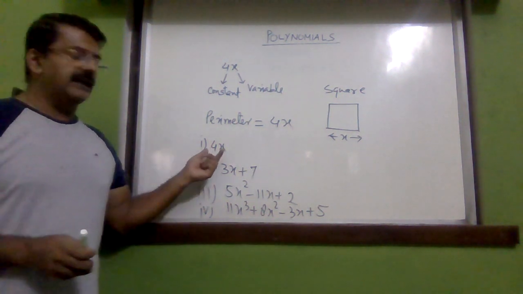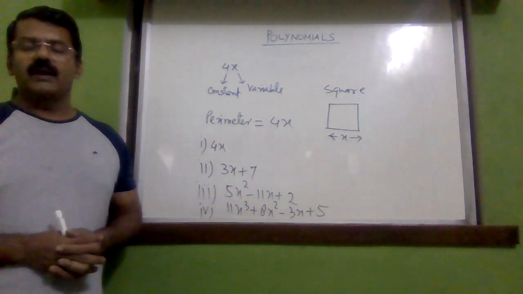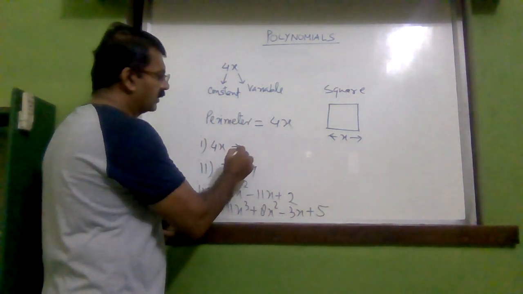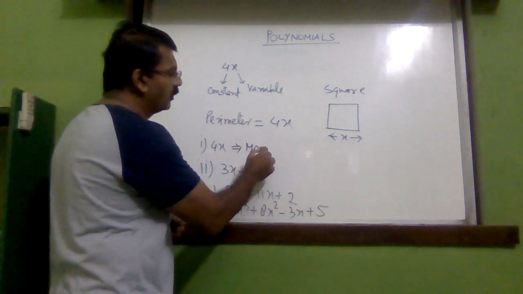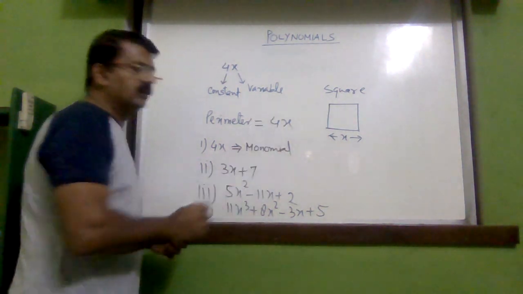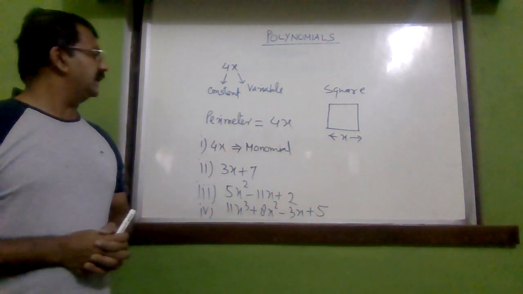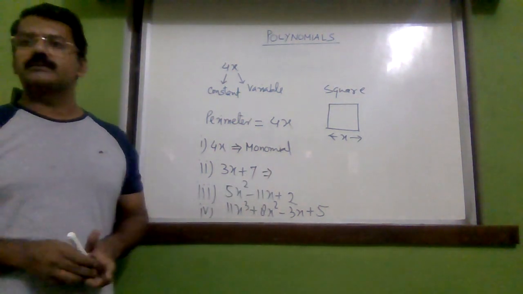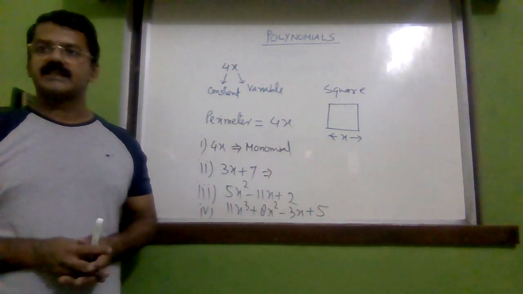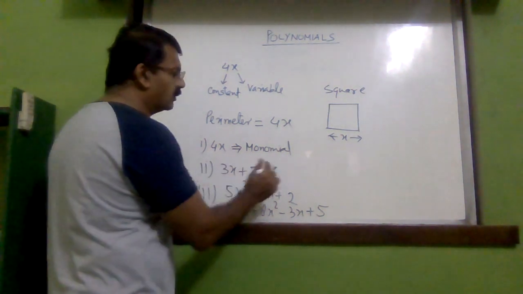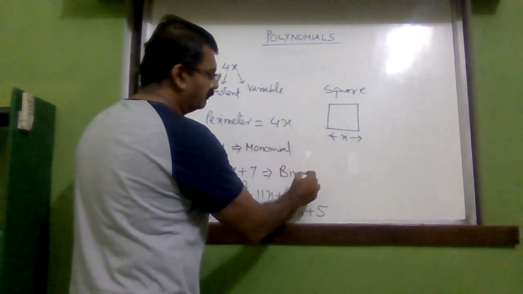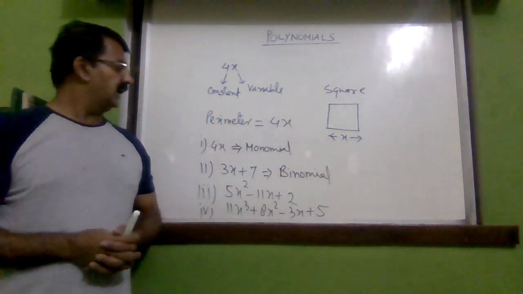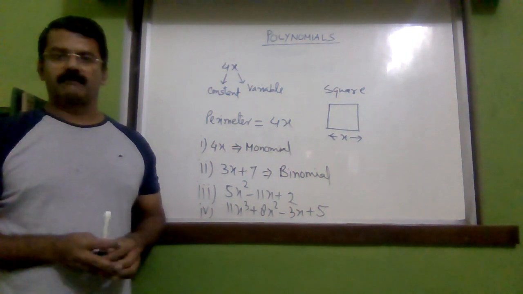Now, in the first example, we have only one term. So that is precisely called a monomial. As you know, mono means one. So it is a monomial. Then the second one, as you can see, there are two terms which are connected by addition sign. So this is called a binomial. Because you know that binomial, bi means two, and so a binomial contains two terms.